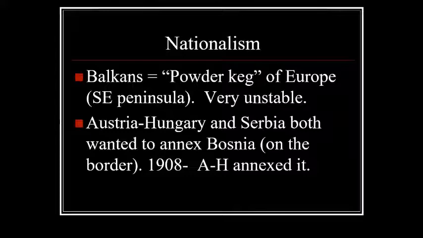So, Austria-Hungary and Serbia both want control of Bosnia. It's on the border between the two, and Austria-Hungary takes it. Bosnia is not very happy about it. They're going to start stirring up some trouble with the Serbians.